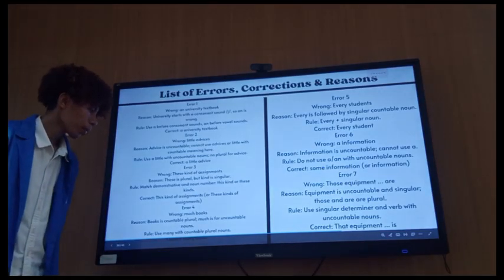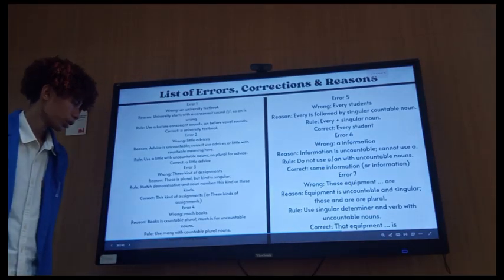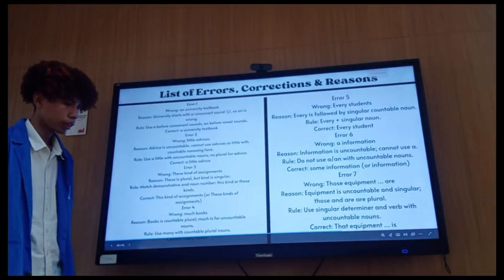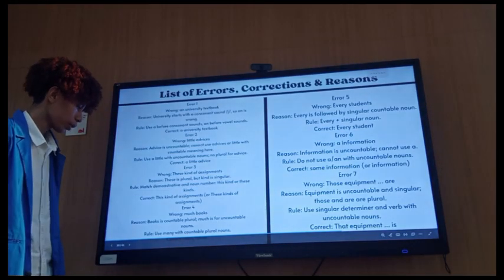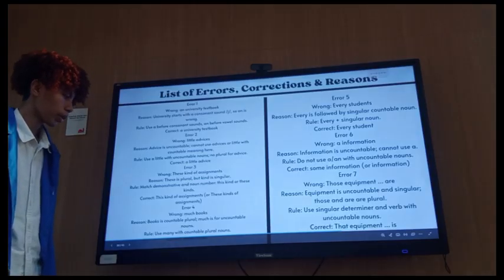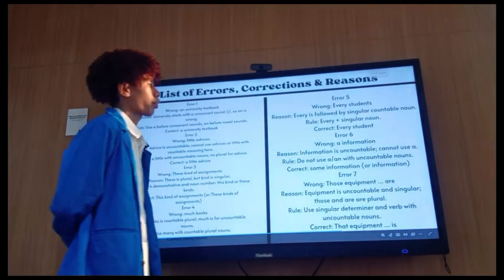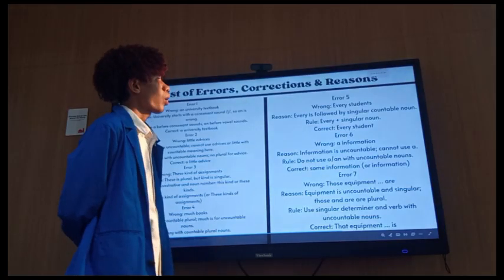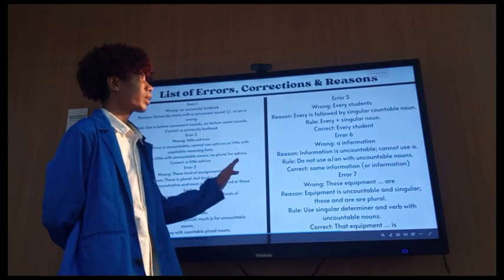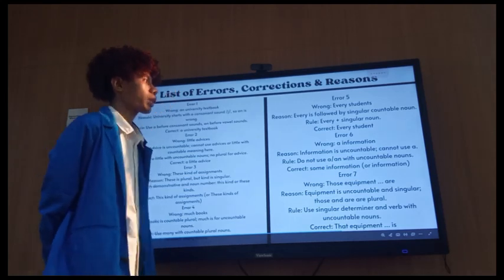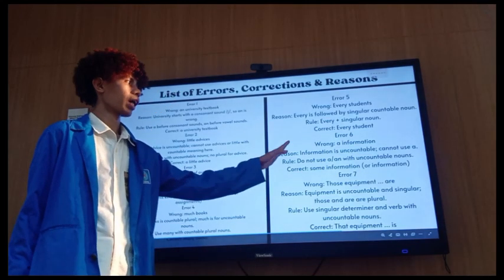Error 4. Wrong: much books. Reason: books is a countable plural. Much is for uncountable nouns. Rule: use many with countable plural nouns. Correct: many books. Next, error 5. Wrong: every students. Reason: every is followed by a singular countable noun. Rule: every plus a singular noun. Correct: every student.